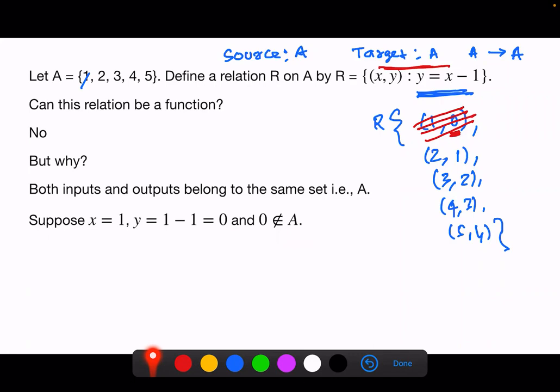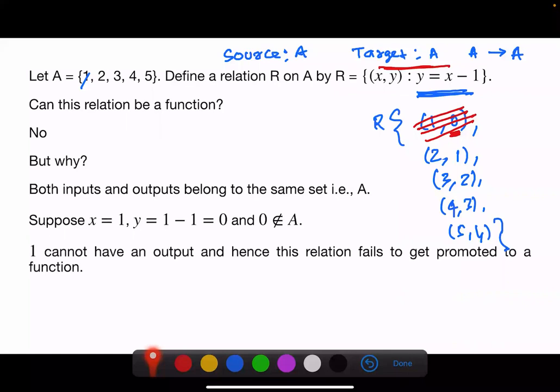So you cannot have that ordered pair in the relation, but for it to be a function, you must use all the inputs. Your starting set, that source set, you must use all the elements. Here we are not using the element 1. The number 1 is not used. So this relation cannot be a function. Okay, so that is the idea. So one cannot have an output, hence this relation fails to get promoted to a function. Let's take another example.